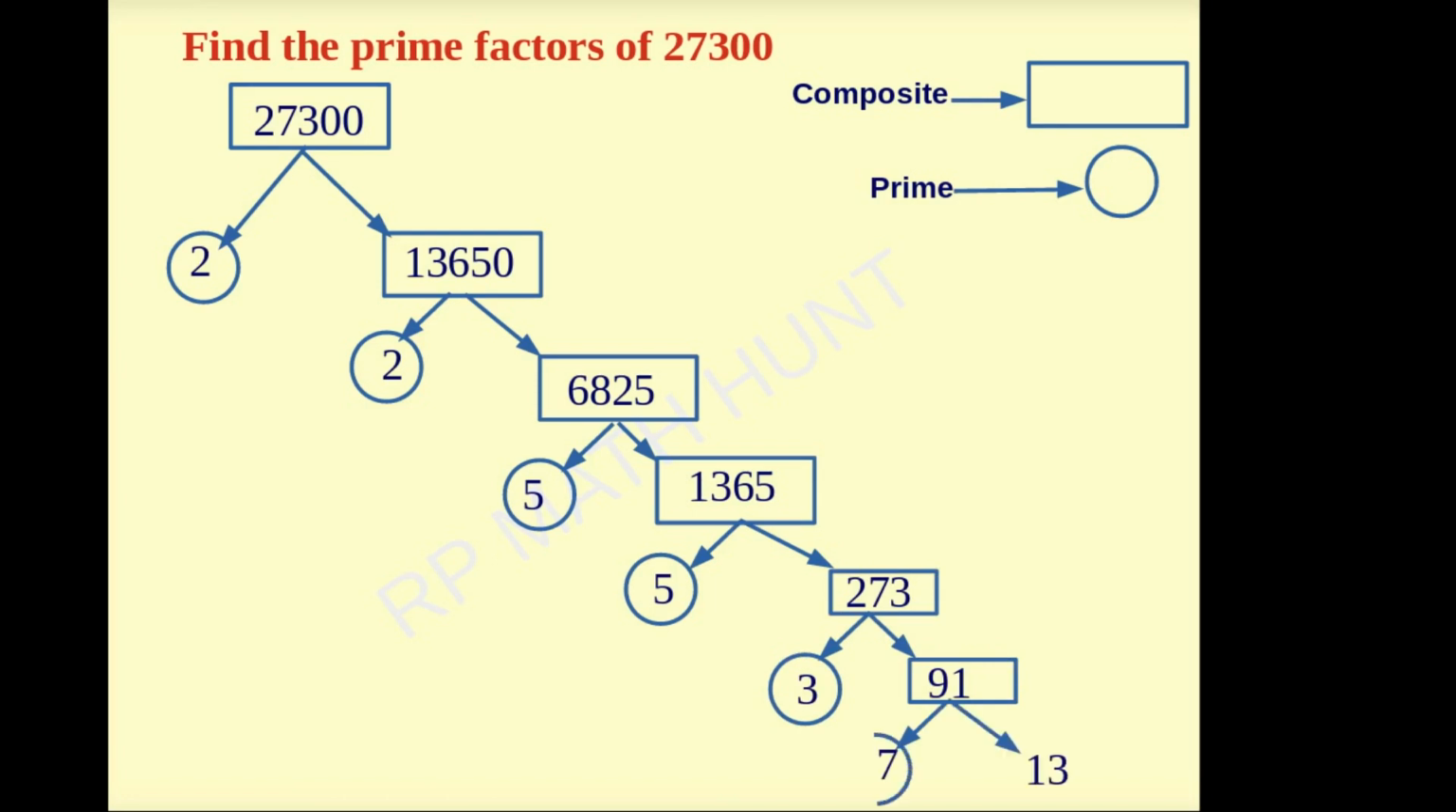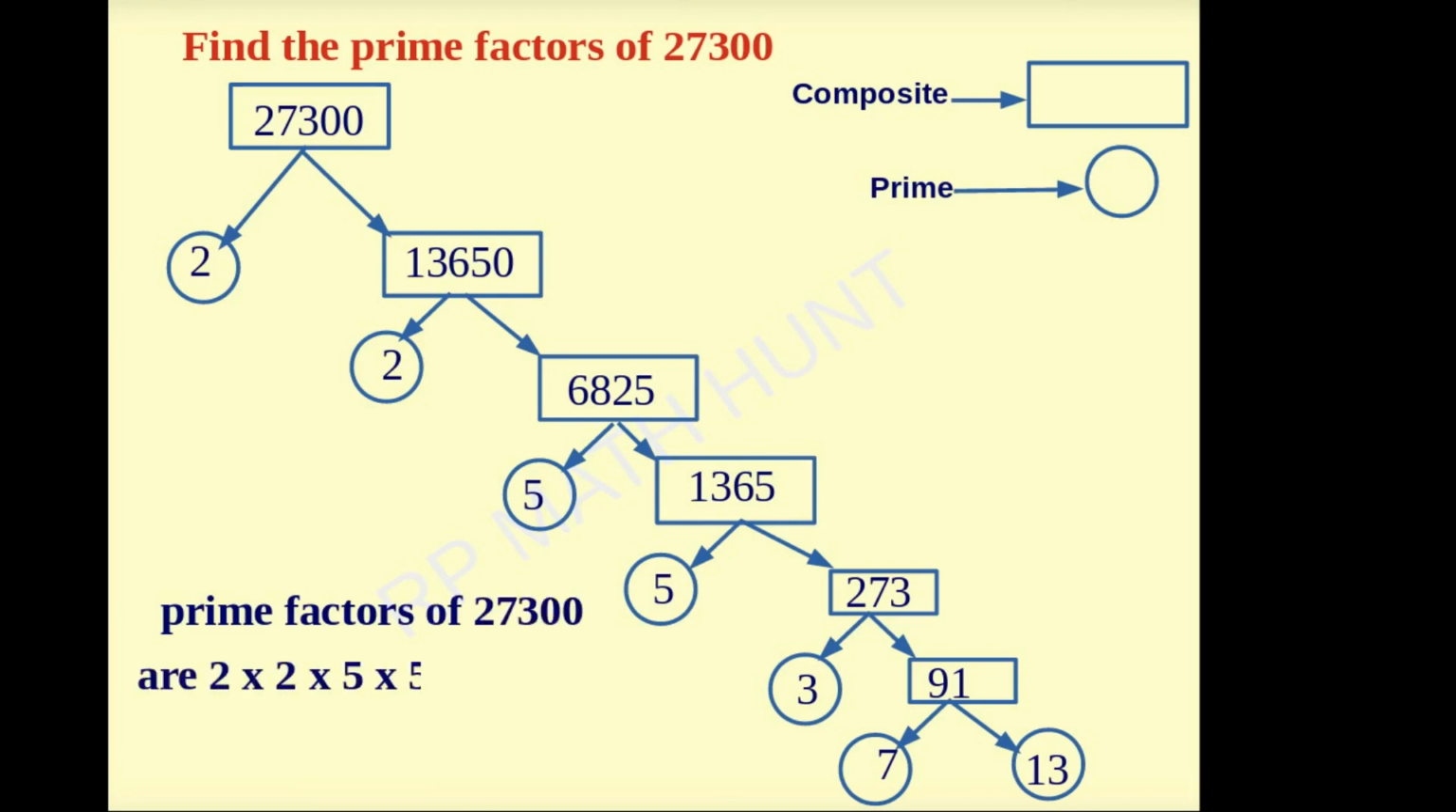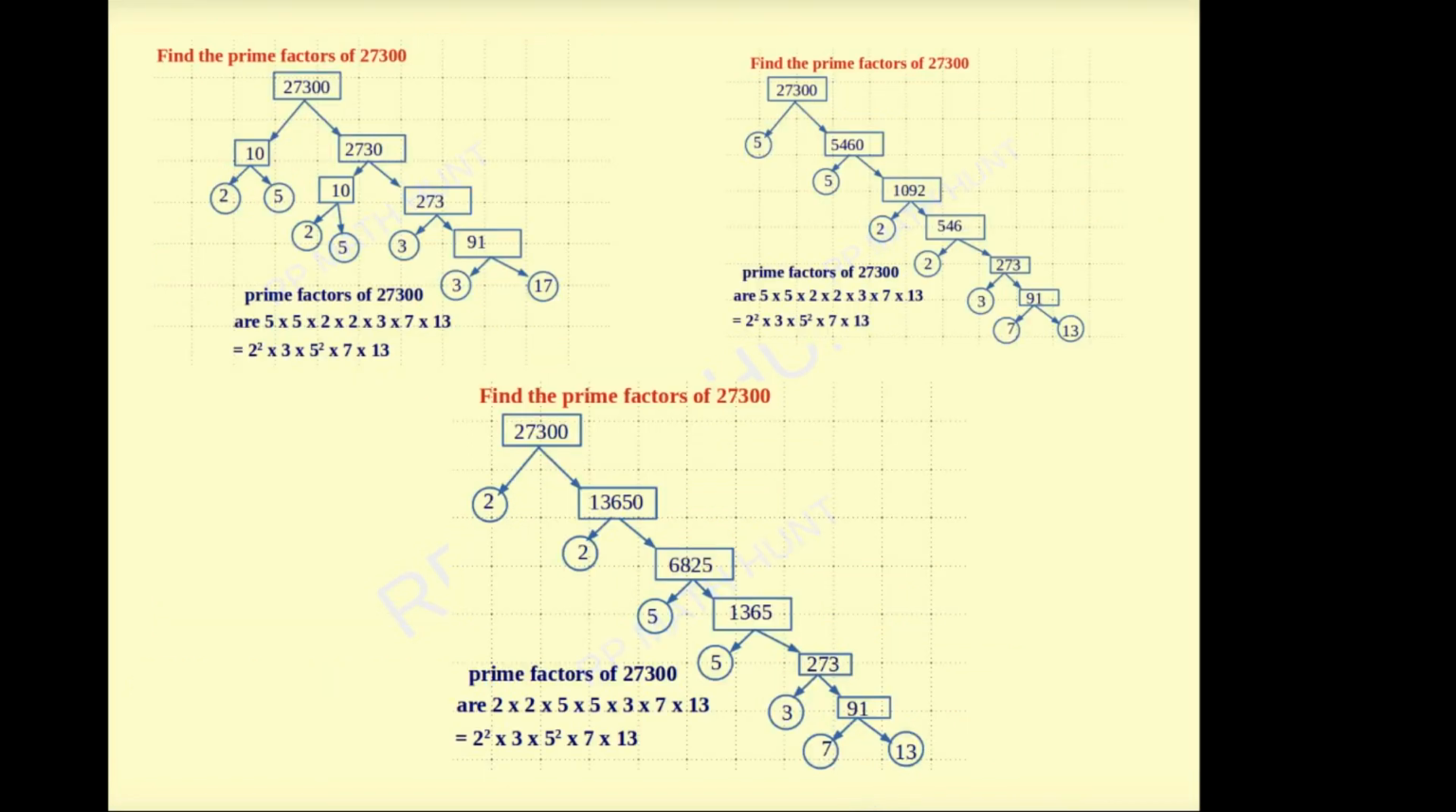Now you observe the prime numbers. The prime numbers of 27,300 are 2 into 2 into 5 into 5 into 3 into 7 into 13. That is 2 square into 3 into 5 square into 7 into 13. See, it is unique. In all the 3 cases, just observe on the screen, the order may be changed, but finally, if we arrange them in ascending order, it is unique. Everywhere it is 2 square, 3, 5 square into 7 into 13 in all the cases. Hence, the prime factorization is unique.